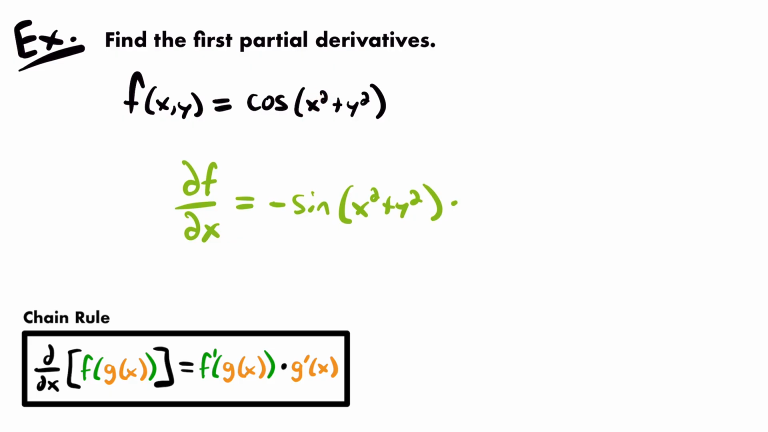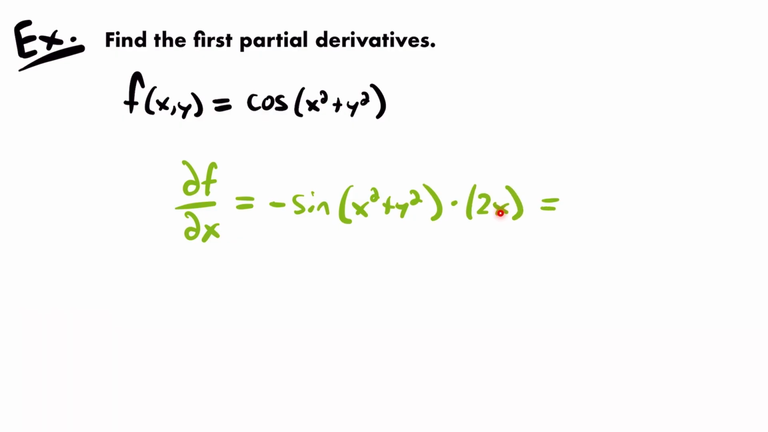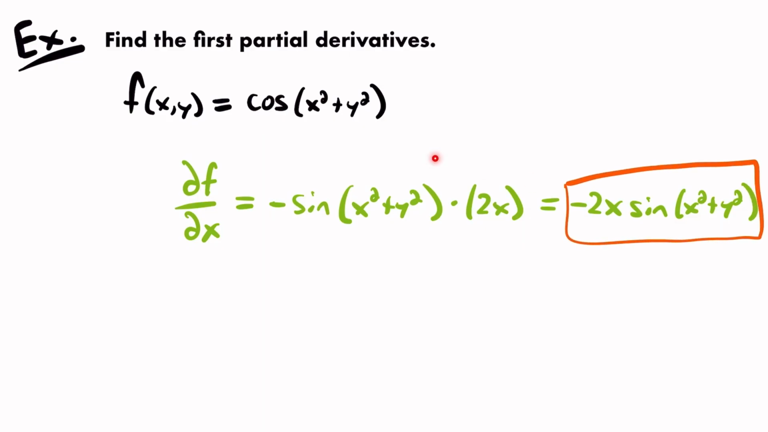So multiplying that 2 down and subtracting 1 from the exponent, we'd be multiplying by 2x. And so simplifying, I'm just going to move that 2x out front. We have negative 2x times sine of x² plus y² as the partial derivative with respect to x for this function, or df dx. Now let's find the partial derivative with respect to y.